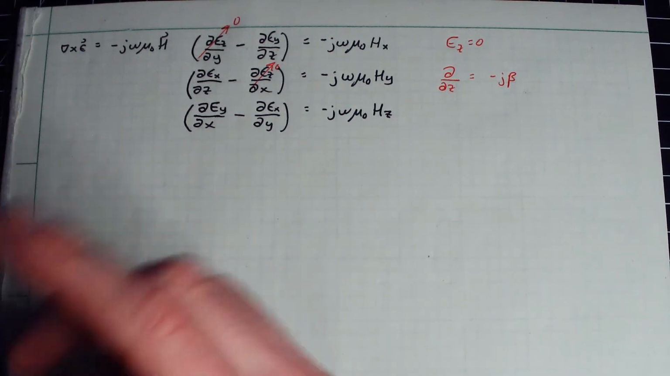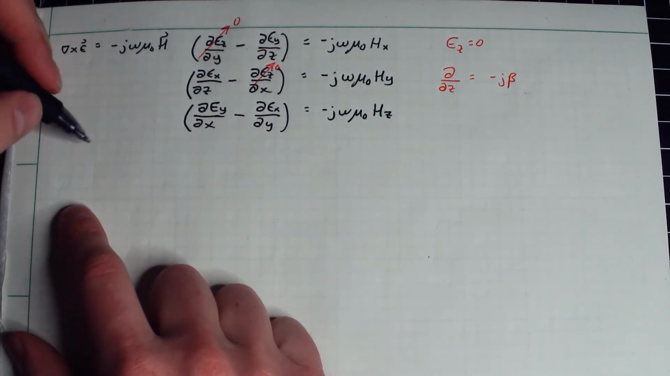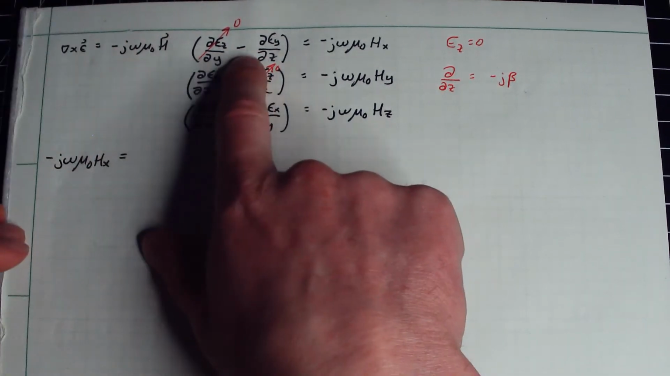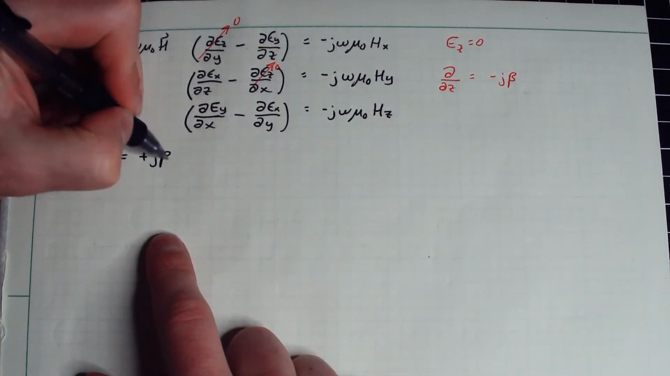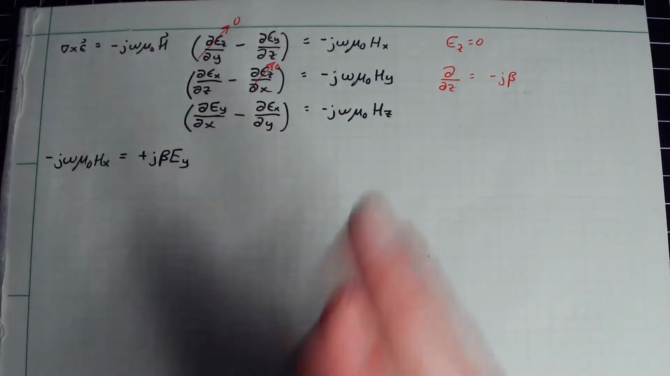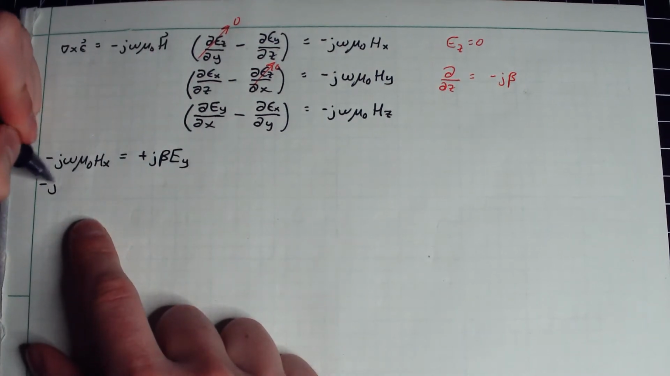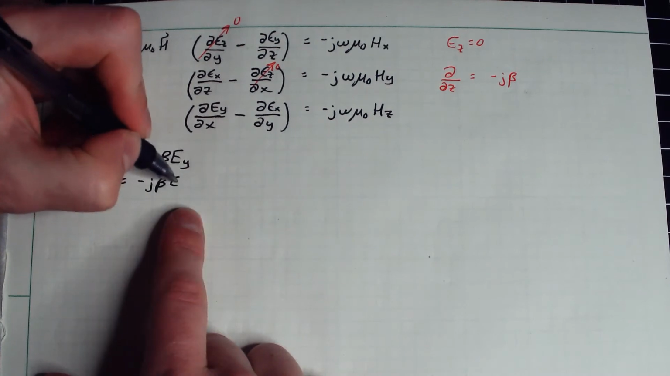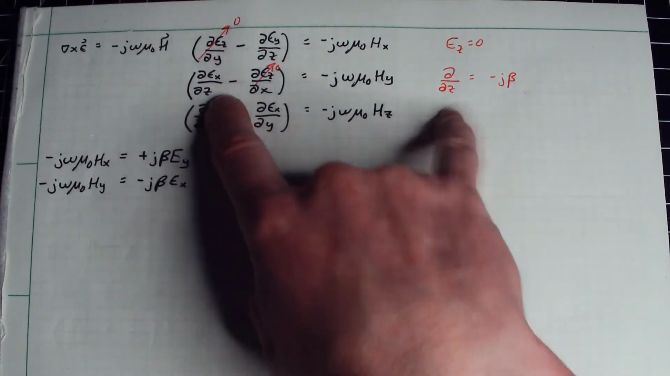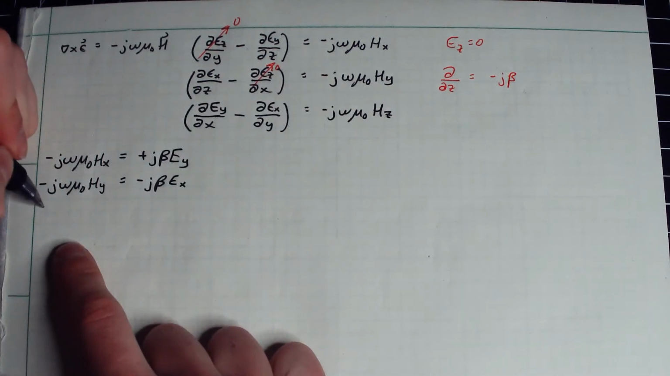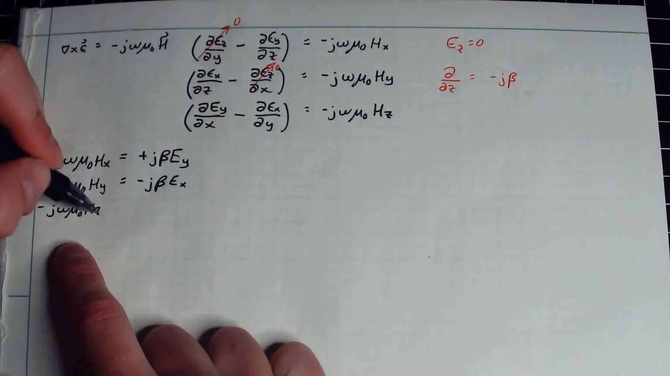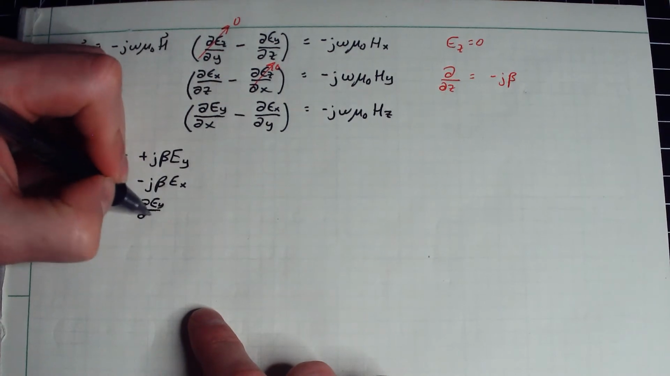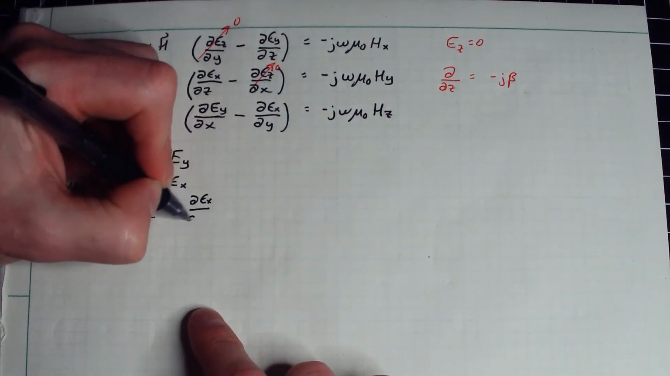So let's do a quick little rewrite as the following here. We'll just say negative j omega mu naught H sub x is going to be equal to, so negative times a negative, plus j beta E sub y. So you notice some simplifications are starting to fall out, which is a good sign. J omega mu naught H sub y is equal to negative j beta E sub x, right? So replace the z derivative with that j beta, and this term went away. And then, of course, negative j omega mu naught H sub z doesn't change. So I still have partial E y with respect to x minus partial E sub x with respect to y.